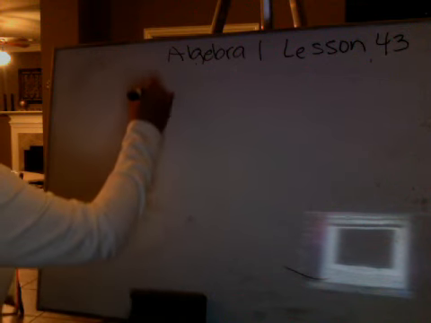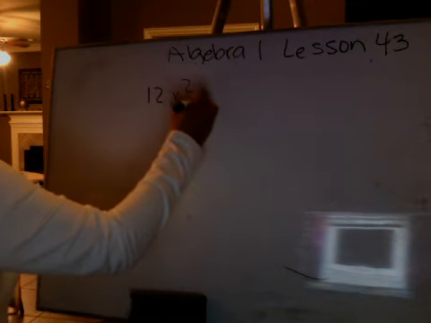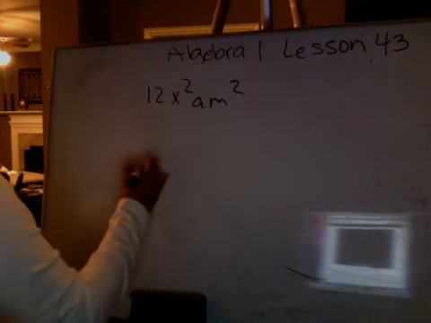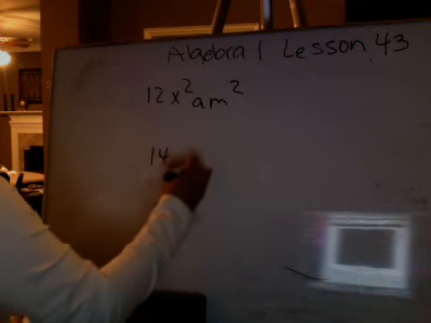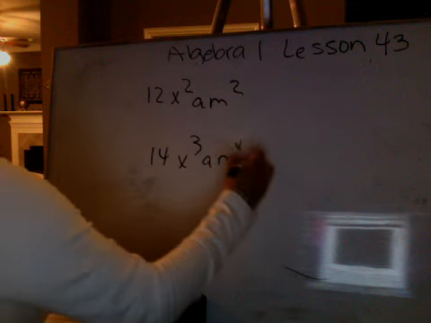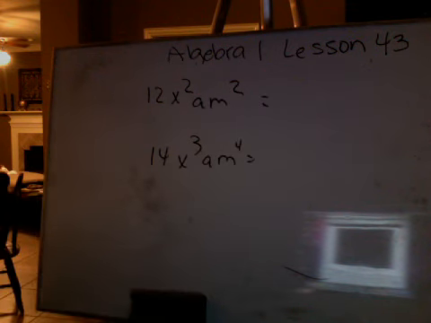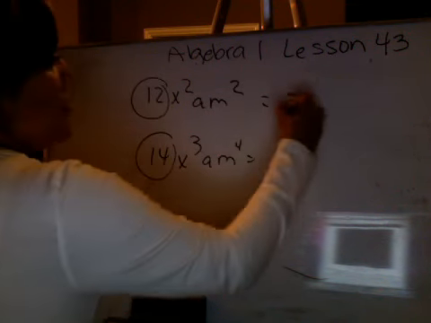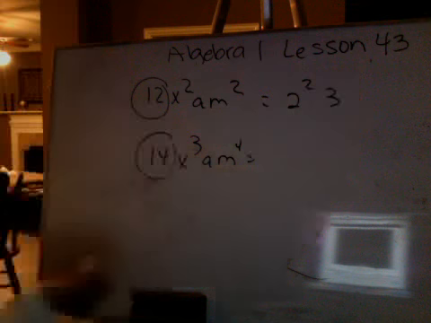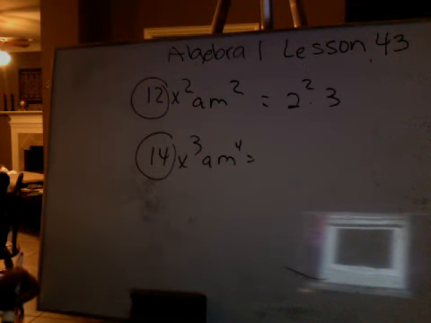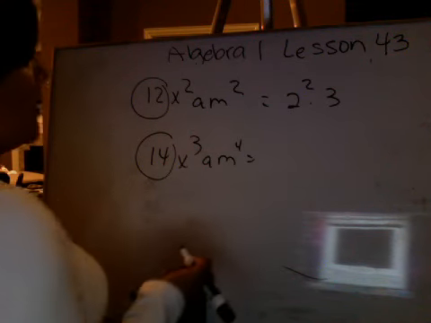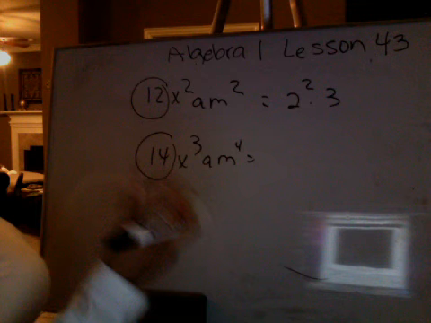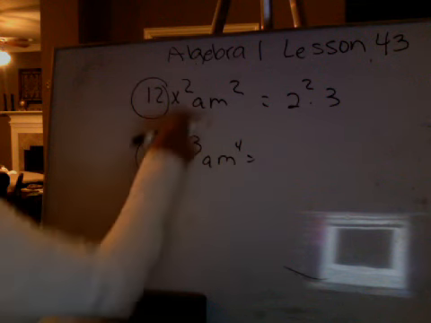That's example 43.6. It says find the LCM of 12x squared a m squared and 14x cubed a m to the fourth. Again, you're just factoring out the coefficient. 12 is 2 squared times 3, and I just prime factor. If you don't understand prime factorization, ask me in class and we'll go over it. It's not that big of a deal. You might not be the only one that doesn't understand that. But at this point, you should be able to, and we can go over it in class if you don't.